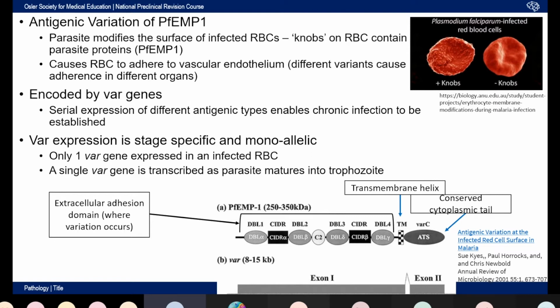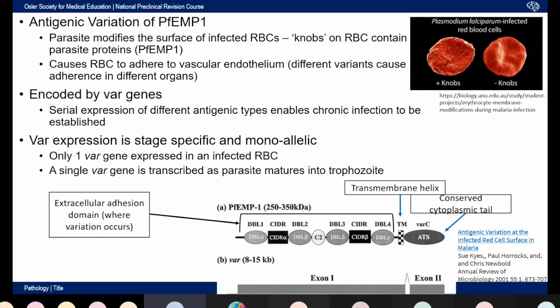The PfEMP1, so the parasite protein, is encoded by VAR genes, and serial expression of different antigenic types of these PfEMP1 enables chronic infection to be established, as if the antigen keeps changing, it's harder for the immune system to recognize and clear the infection. This antigenic variation involves transcriptional switching among members of the VAR gene family. Different VAR genes will be expressed.